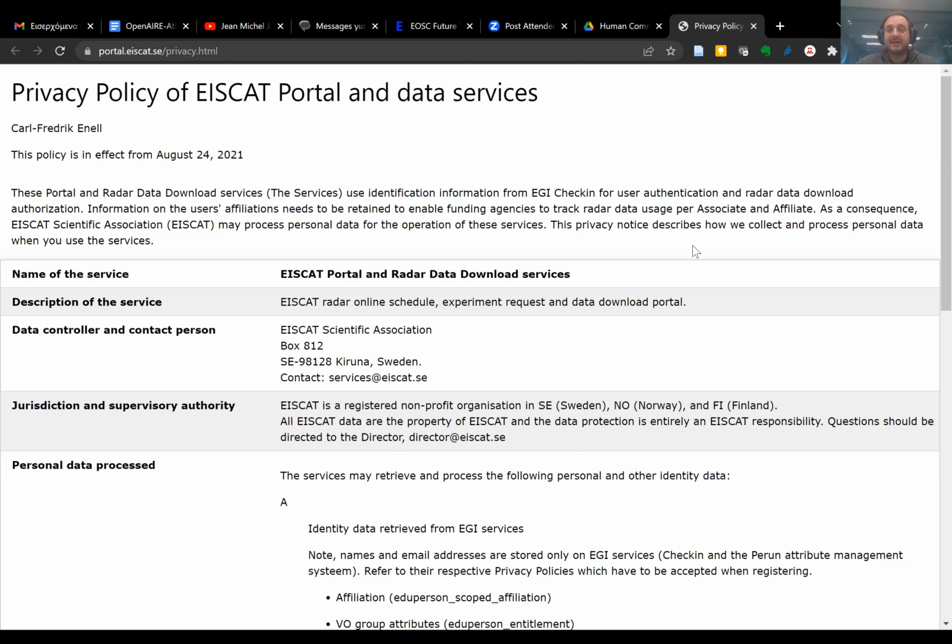Now, one thing here that I would change. We have this point here. It says, initially, information on the user's affiliation needs to be retained to enable funding agencies to track data usage per associate and affiliate. Good. As a consequence, EOSC Scientific Association may process personal data for the operation of these services. I think the instructions we get from different data protection authorities are to be very clear that it is processed or it isn't processed. So this expression "may process" is not something I would have in this policy. It processes personal data or it doesn't. You need to be aware of that. You cannot leave it like that.